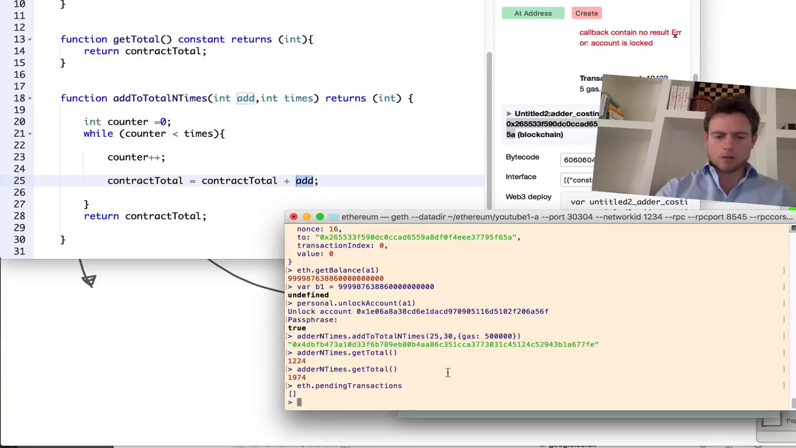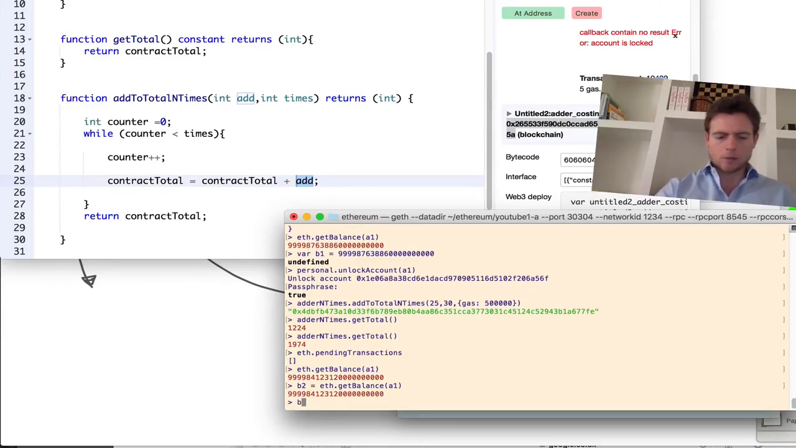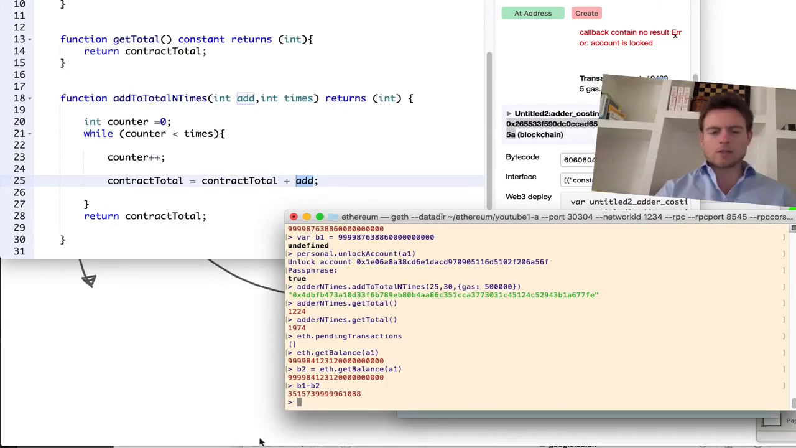So the balance is this. So if we do var b2 equals this, if we do b1 minus b2, it is this. This is the amount of wei that transaction cost.